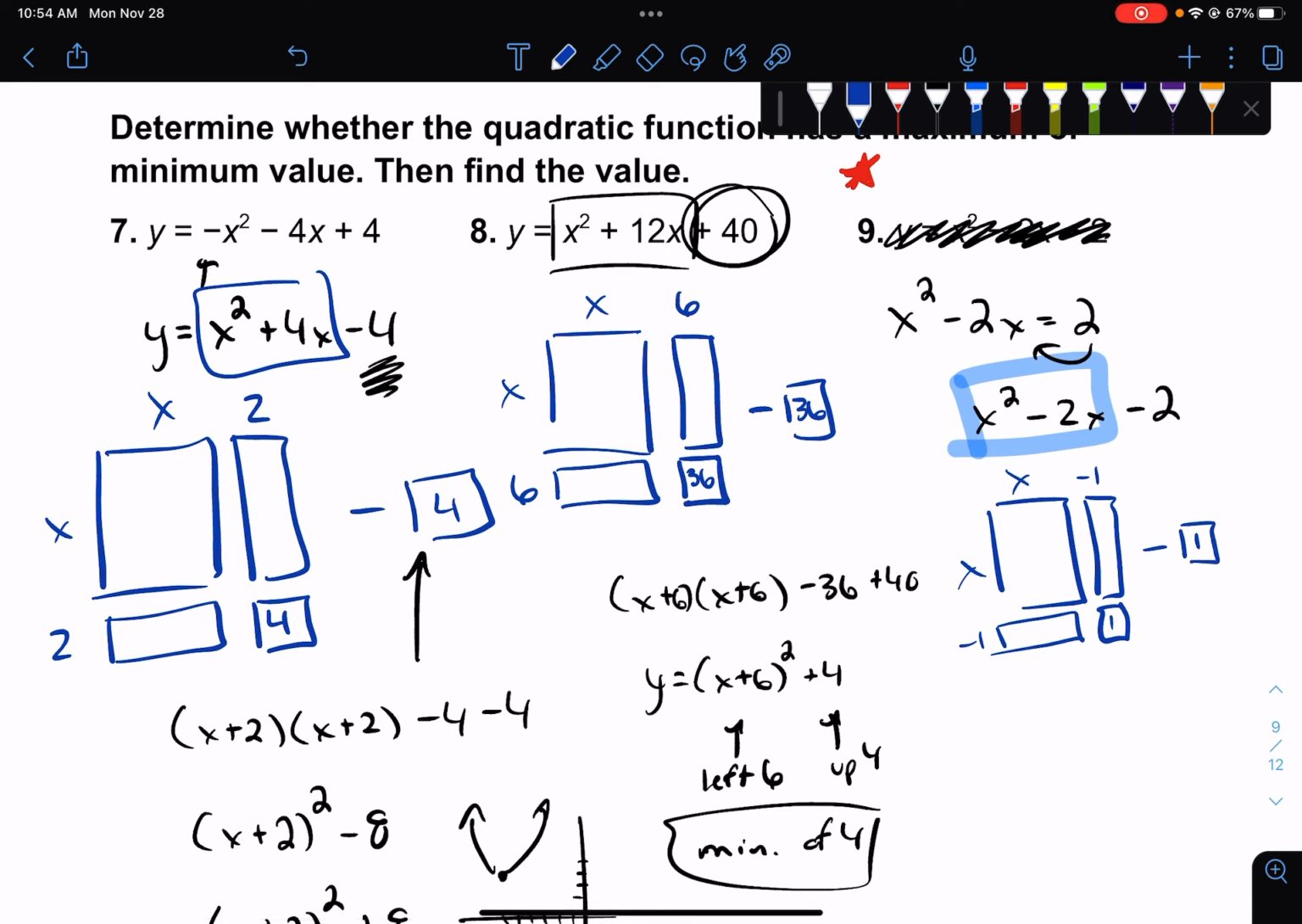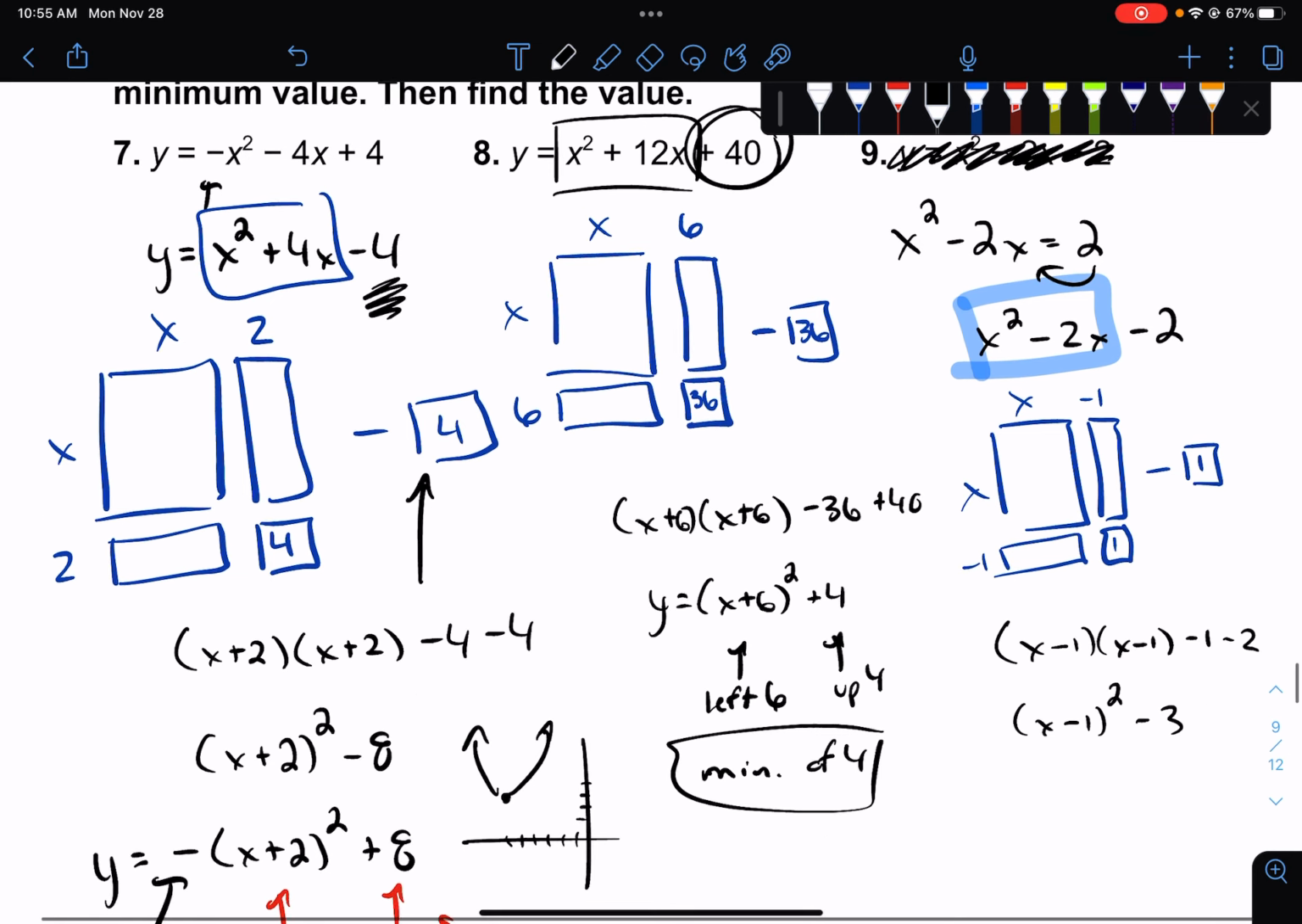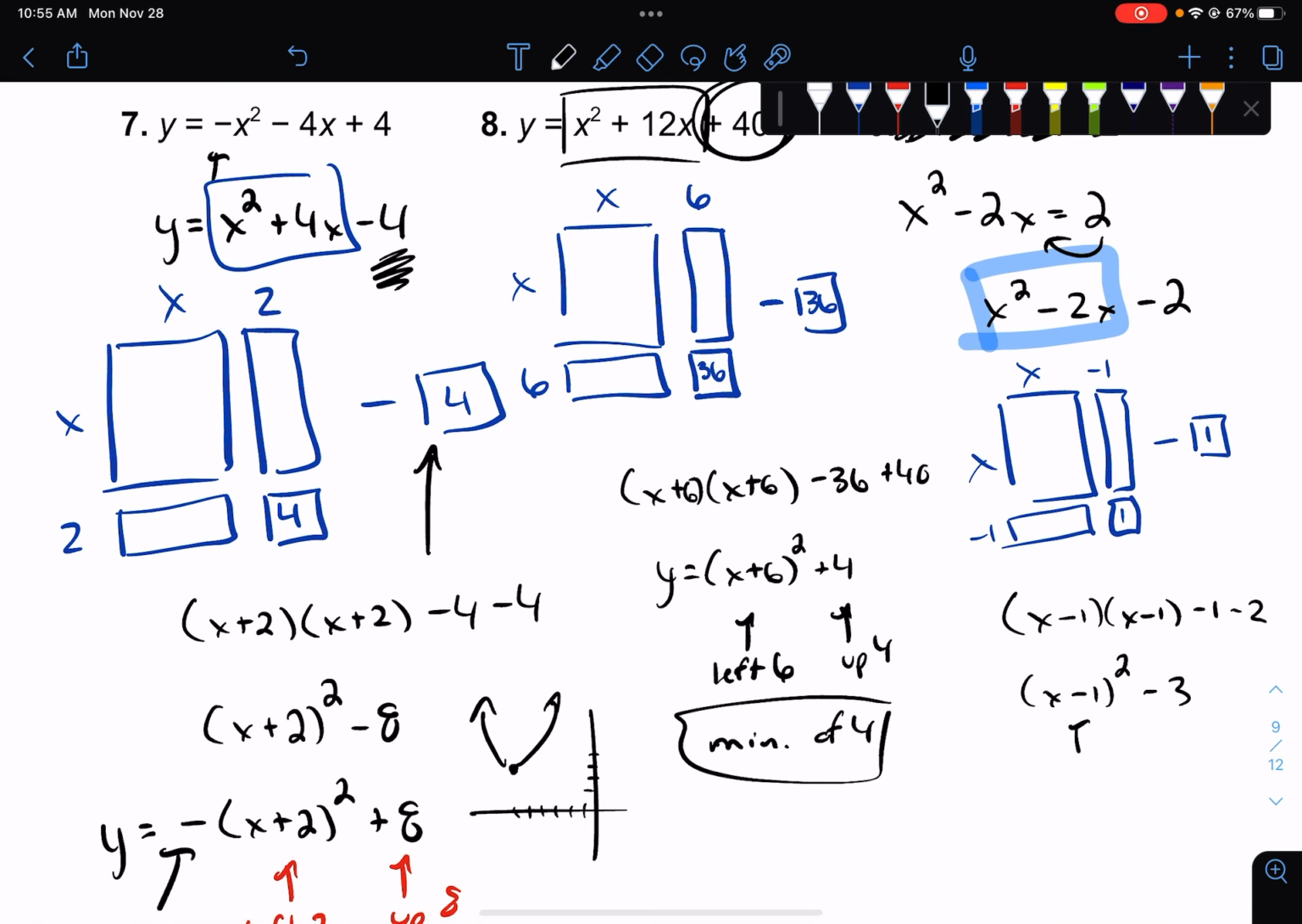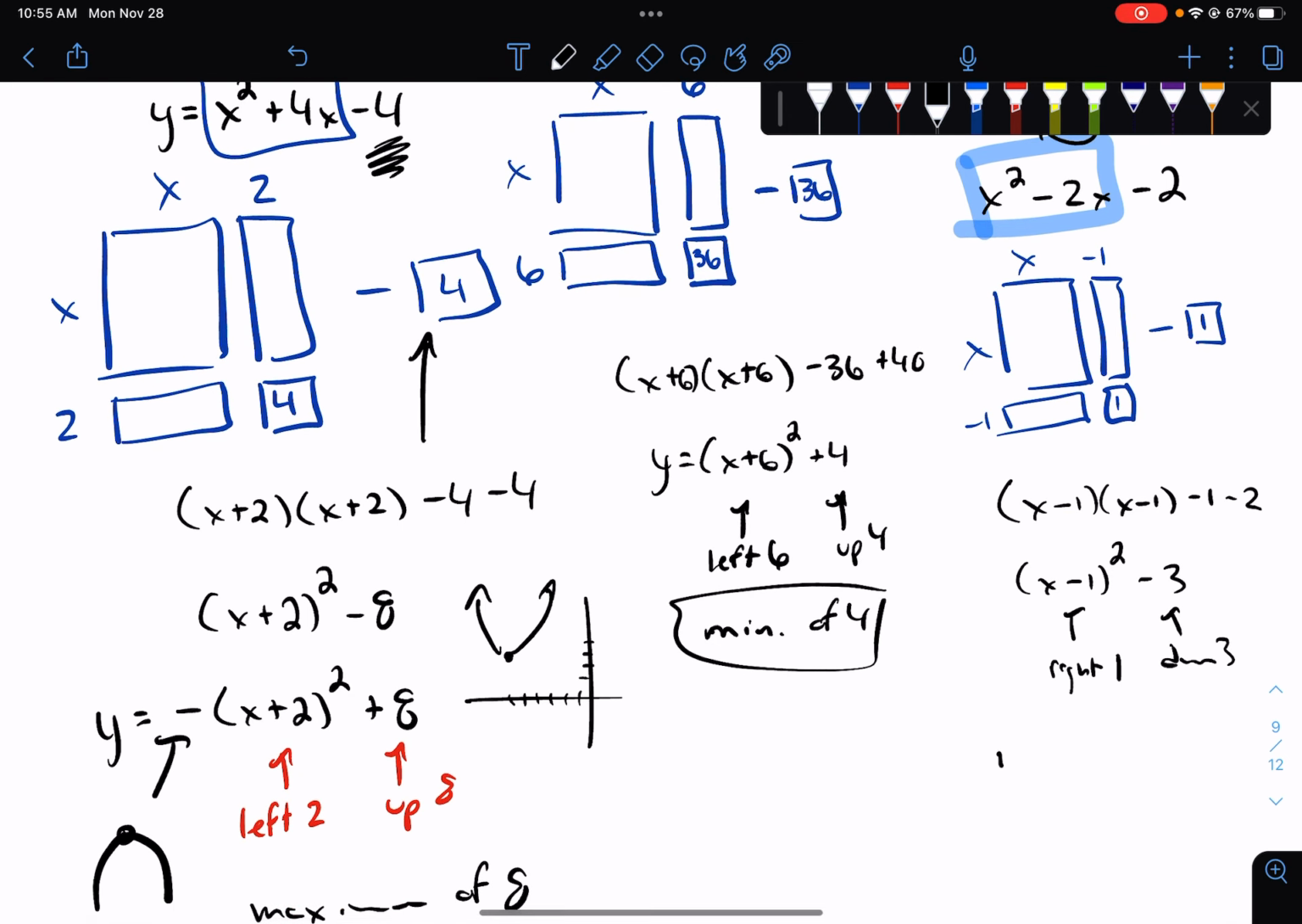So my equation becomes x minus 1 times x minus 1, and then I have to minus that 1 that I added earlier, and then I have to minus 2. So I get x minus 1 squared minus 3. So minus 1 tells me that I go to the right 1. Minus 3 tells me that I go down 3. So I have a minimum of -3.